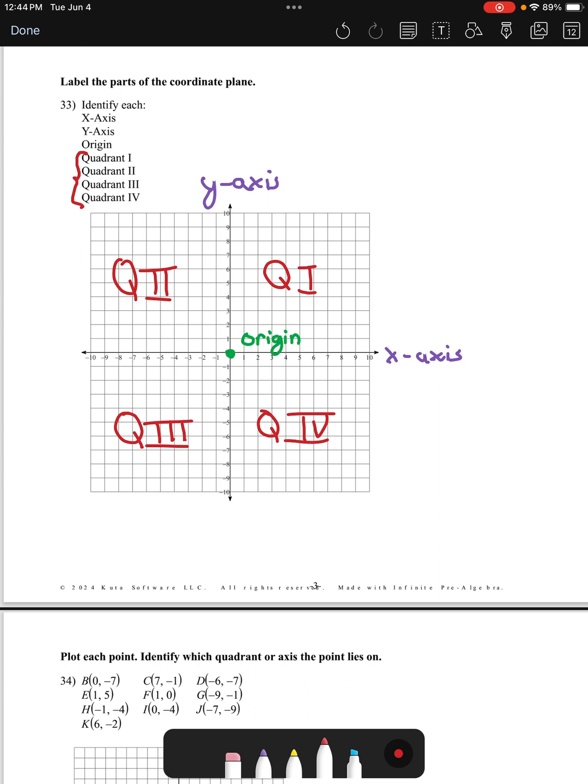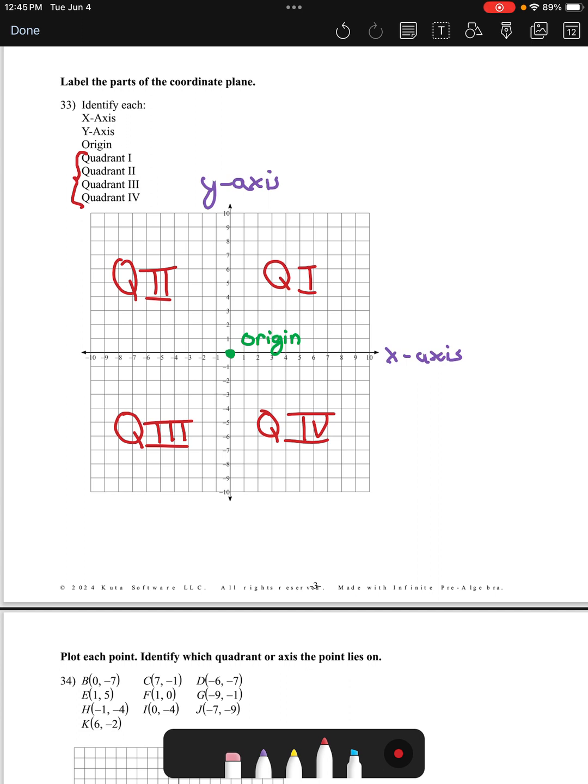Now I can honestly say I'm not 100% certain myself why it was decided to go counterclockwise instead of clockwise. But this is the way things were decided many years ago. So we just have to play within the rules of the game. Makes sense why quadrant 1 is the quadrant it is. Everything's nice and neat and positive. And then they just decided to go counterclockwise for some reason. So these are the parts of the coordinate plane.